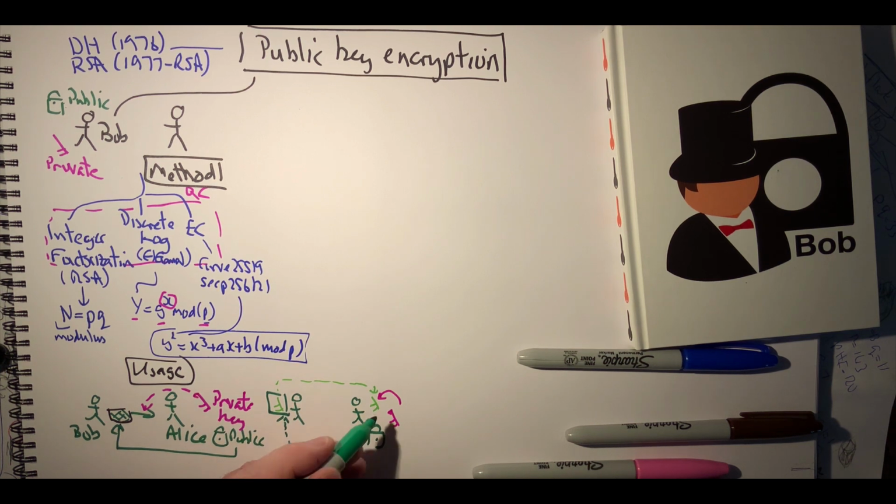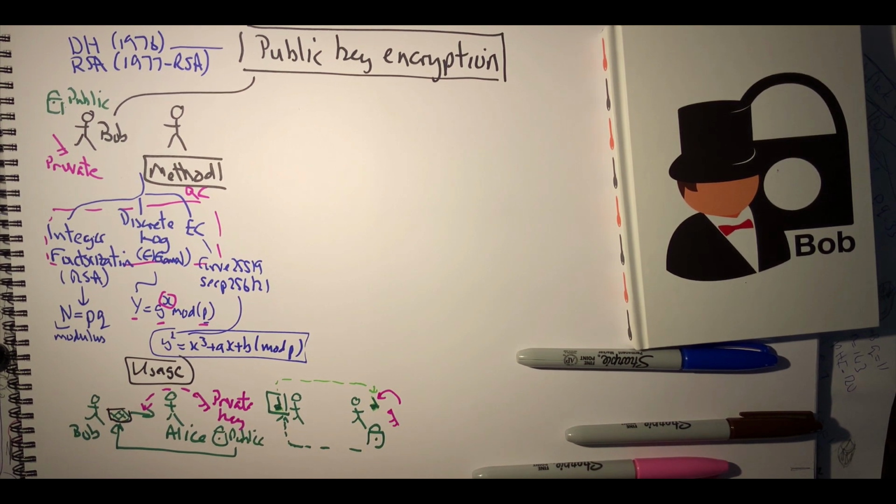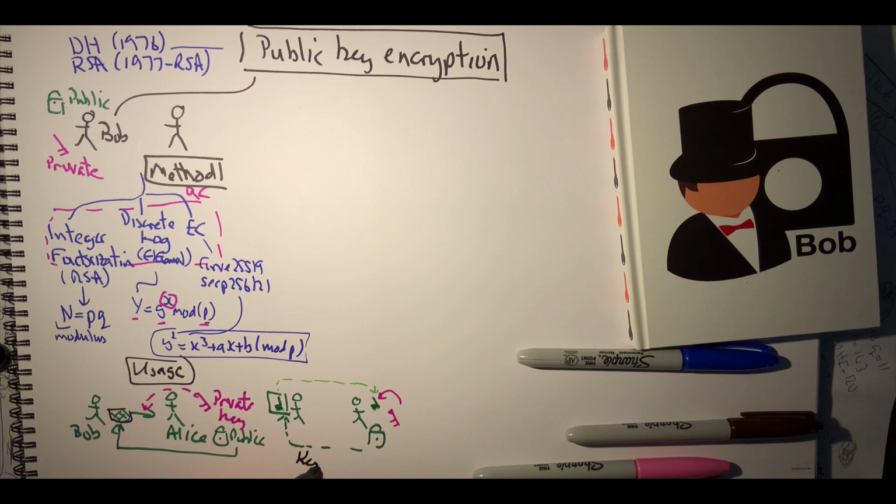So we'll perhaps show this as a different type of key. This is our symmetric key here that we want to use for the session, and that will be something like an AES key. So this is known as key exchange. This is known as public key encryption.